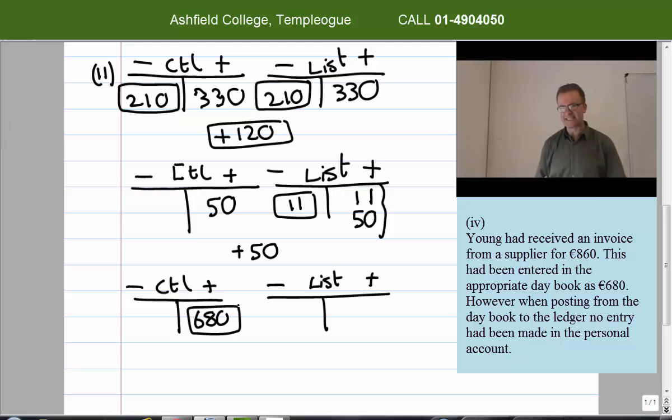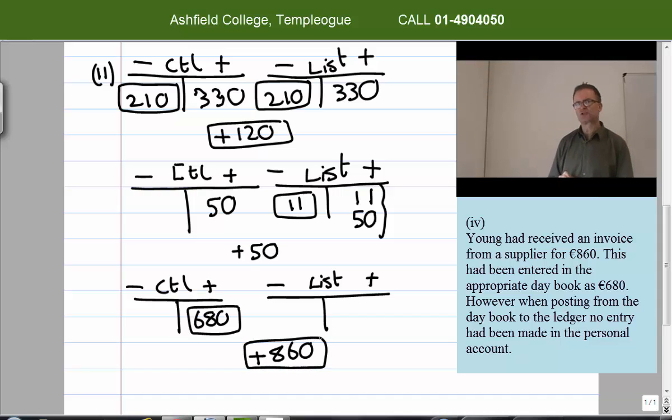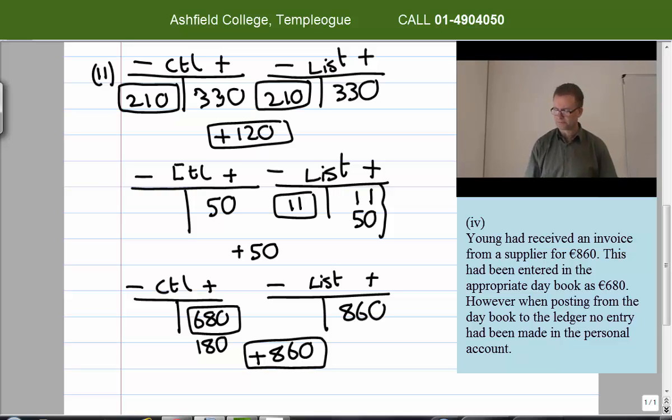The question tells me my list is empty. No entry was made in the personal account. Now, the target figure is going to be a plus because we're talking about an invoice. We owe creditors more. €860 is the correct figure given to you in the question. In your control account, you've got plus €680. I can turn it into plus 860 by inserting €180 on the credit side of the control. My list has got nothing in it, and it makes it easier. I put in a plus 860 on the credit side. My details will be credit purchases in the final answer.